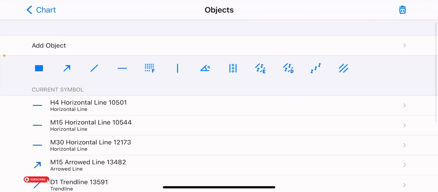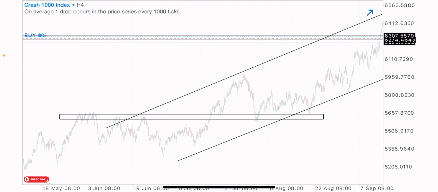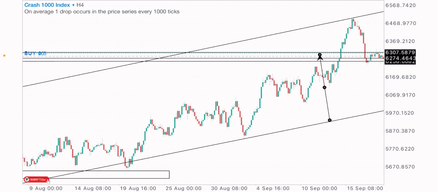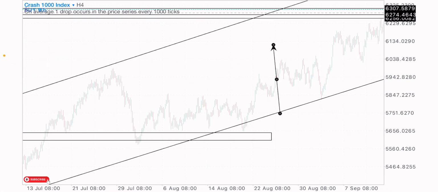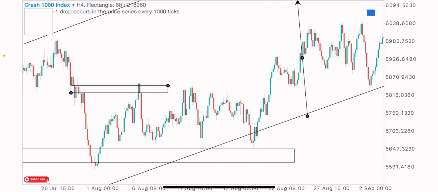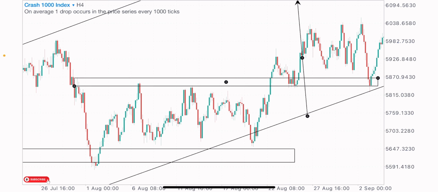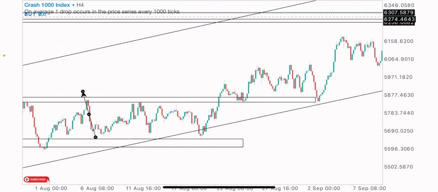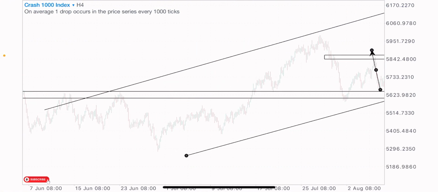I always emphasize identifying levels of resistance that got broken and turn support in an uptrend market for buy opportunities, and levels of support that got broken and turn resistance for sell opportunities in a downtrend market. Whenever the market is in an uptrend, I usually have these buy expectations. So we got this index in an uptrend, which triggered my buy interest. So identify the levels the market created on the 4-hour time frame, levels of resistance that got broken and turn support. You can see the first level the market created was here, right?